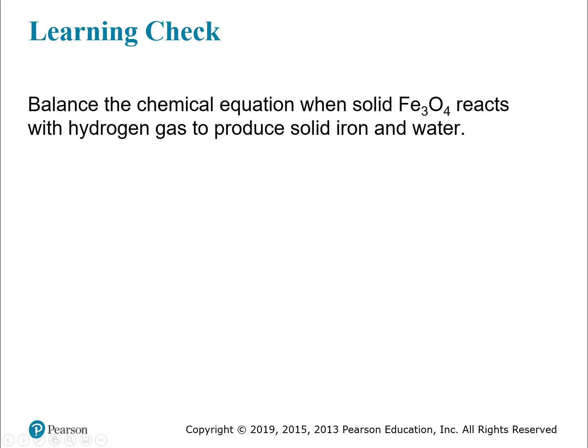Let's do another one. We did this one in class 2, so I'm going to go through it a little bit quickly. But sometimes you're going to get chemical equations that are written in words, and you will need to write out the actual equation before you can balance it. So we've got this iron oxide complex, and it's solid, and it reacts with hydrogen gas.